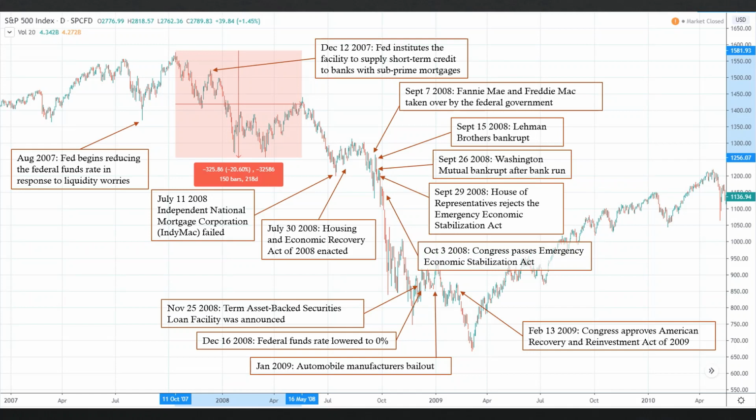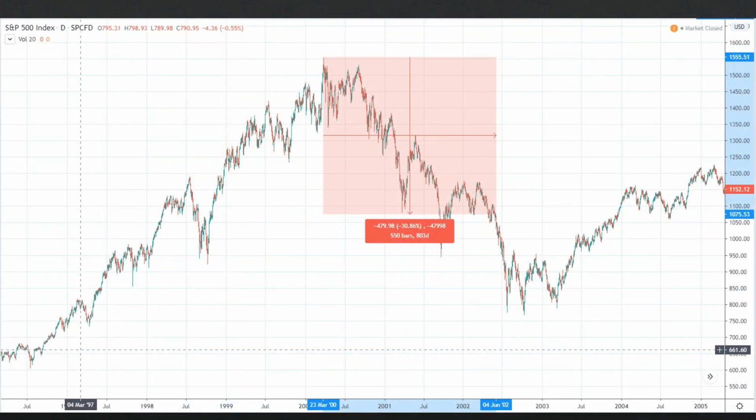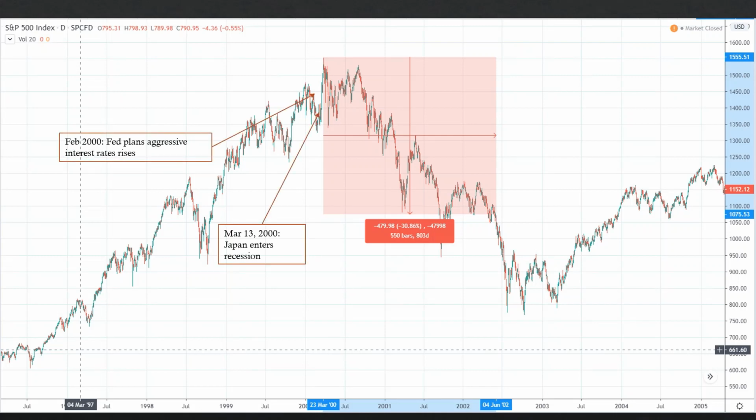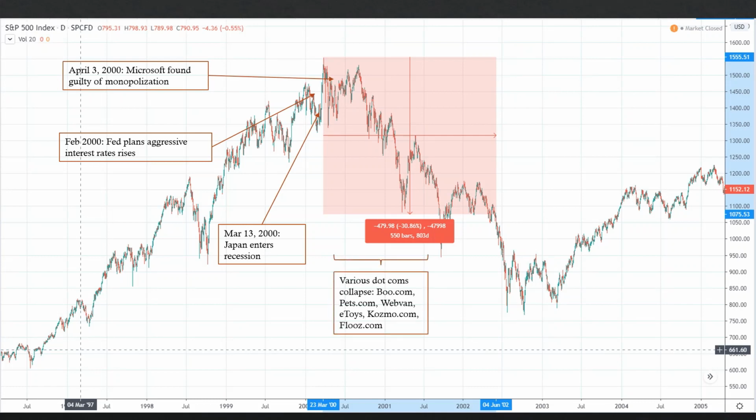So if we move on to the 2000 dot-com bubble, we had just this massive bull market and then a few government interventions looking to cool down the markets. There was a recession in Japan as well, but they didn't slow down the market. Right at the peak, we come to the point where Microsoft was found guilty of monopolization, and I think that changed the sentiment in the market, and then we had a series of failures in companies which really did burst the bubble. Then the market carried on going down.